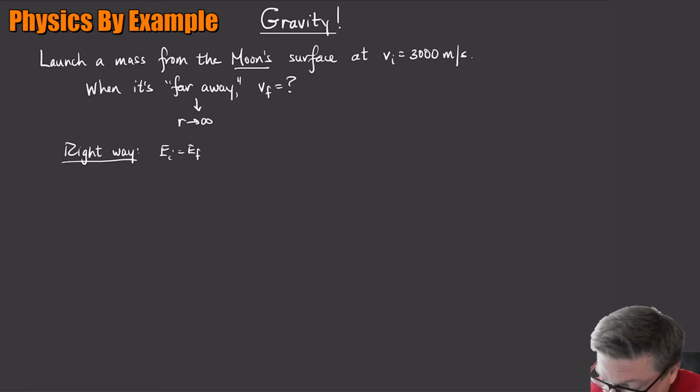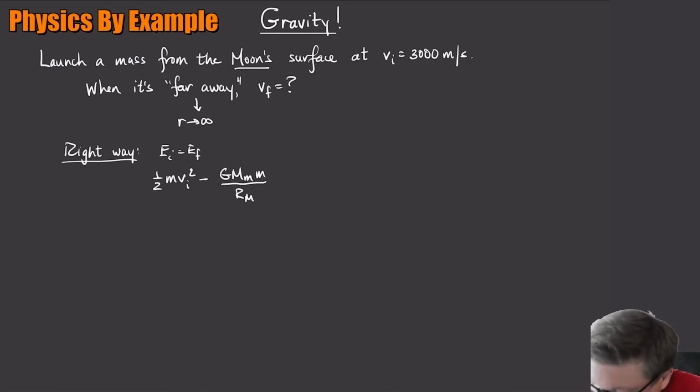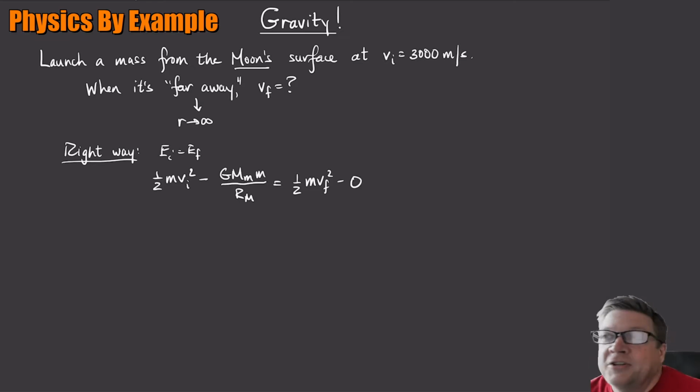EI equals EF. What that means is 1/2 m v_i squared, the launch speed, minus G times the mass of the moon, since we're launching from the moon, times the mass of the object, divided by the radius of the moon. It's from the moon's surface, so we put the moon's radius in there. This equals the final energy, which is 1/2 m v_final squared. We want to find out how fast it's going when it's far away, and when it's far away, potential energy is 0. That's where that 0 comes from.